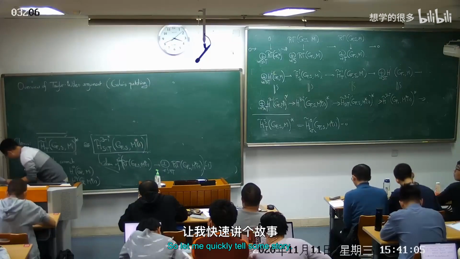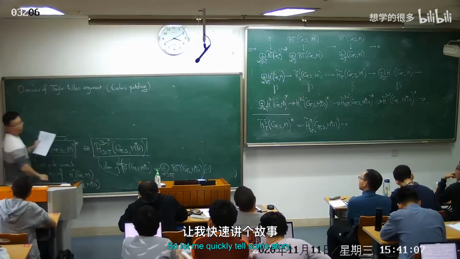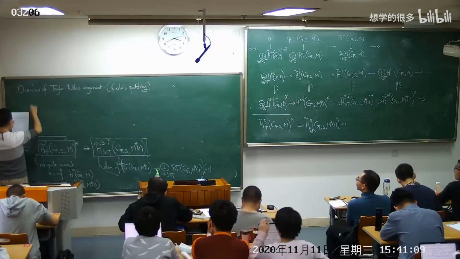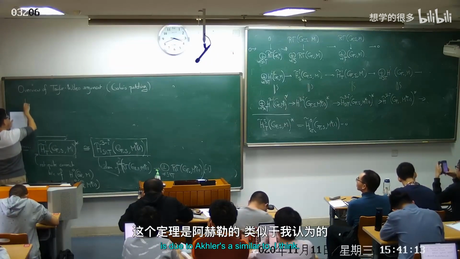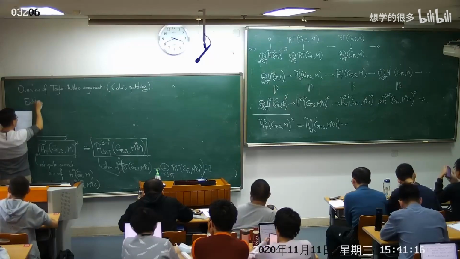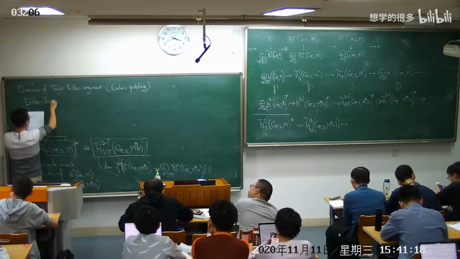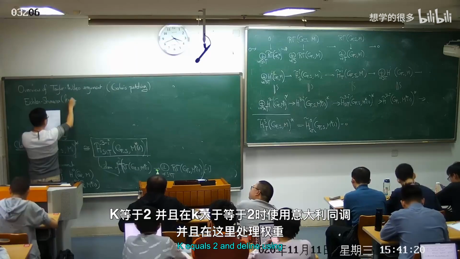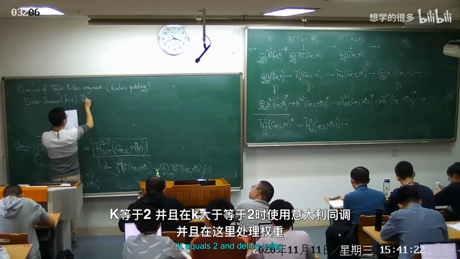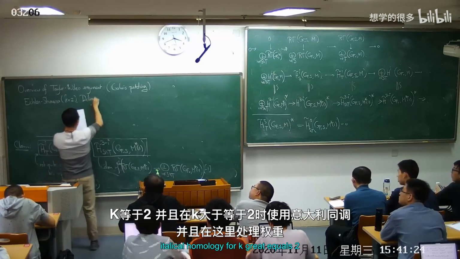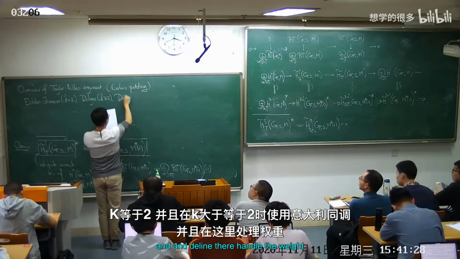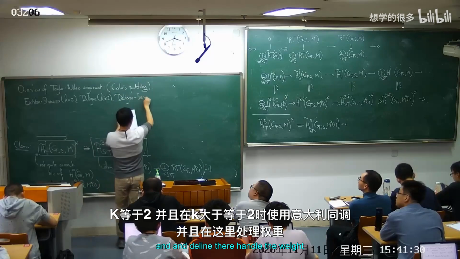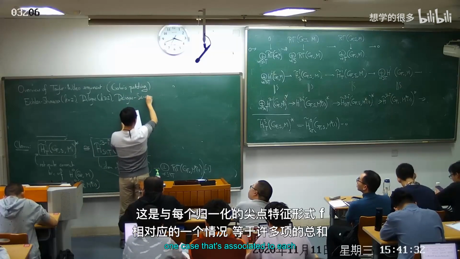So let me quickly tell some story. The following theorem is due to, I guess, Eichler-Shimura for k equals 2, and Deligne using étale cohomology for k greater than or equal to 2, and Deligne-Serre handled the weight 1 case.